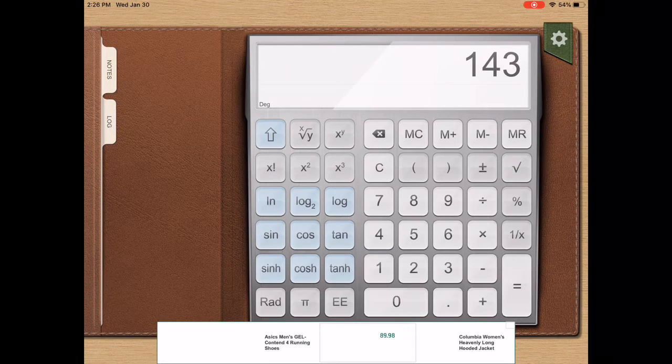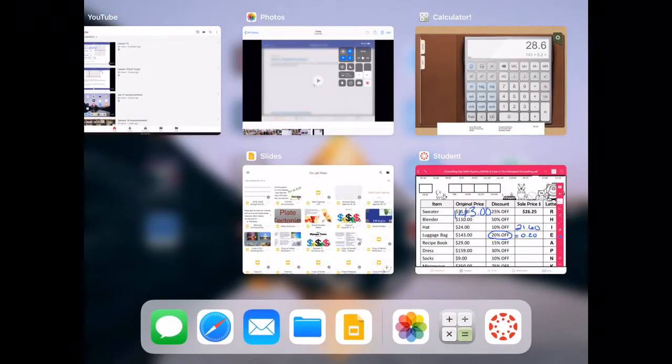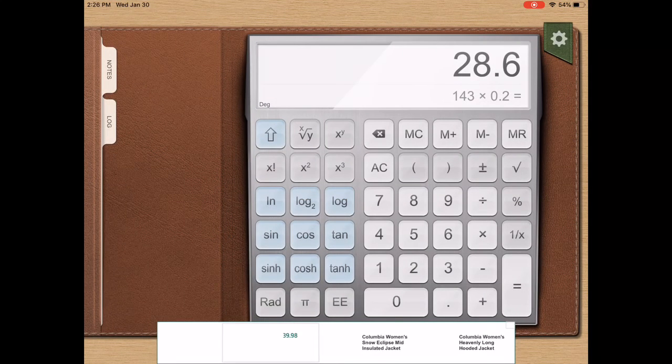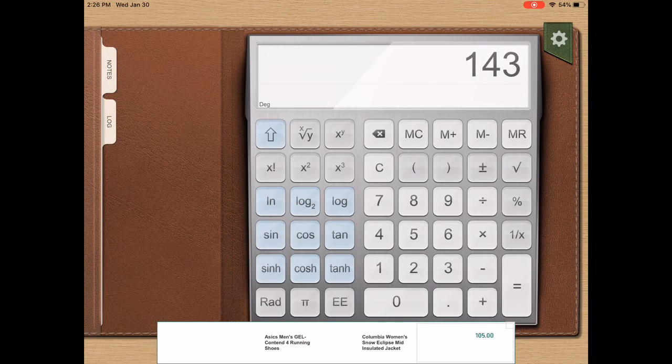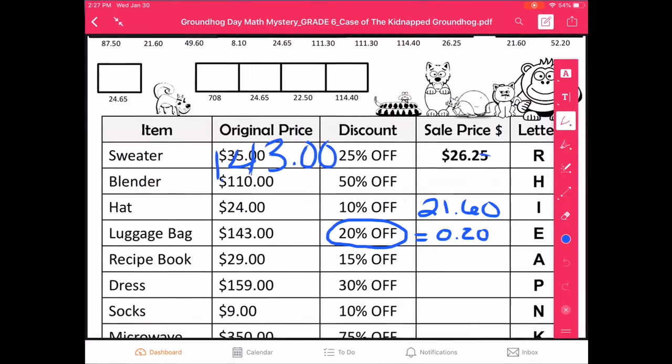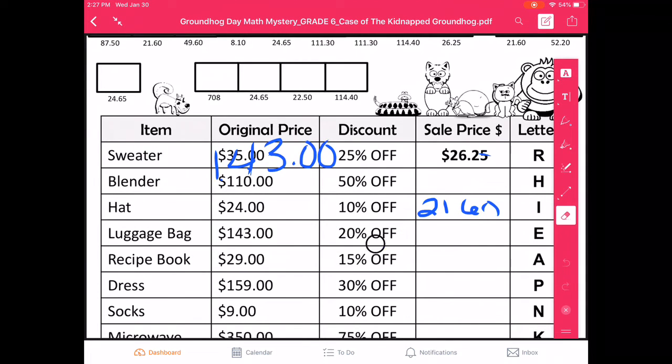So 143 multiplied by 0.2, like I said, is 28.6 or $28.60. And then what you have to do is, that again is your discount. That's not your sale price. So this is the amount that you saved. So I'm going to take 143 minus 28.6, and I'm going to get $114.40. That is my sale price, $114.40.